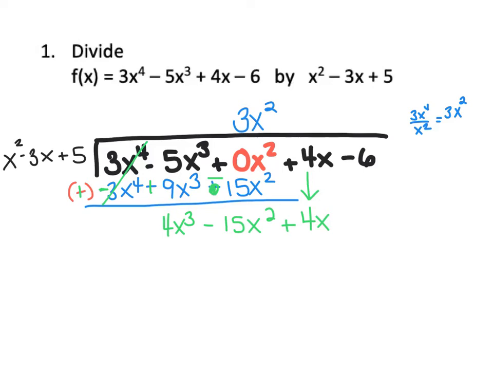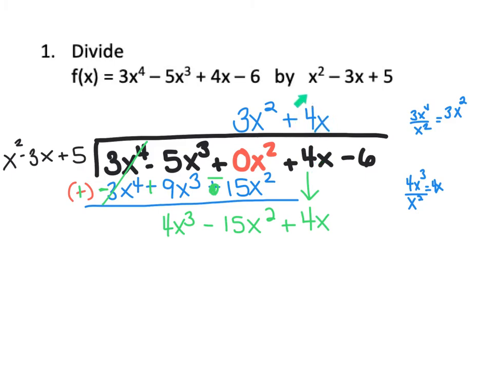So until you get good, I highly suggest off on the side, you divide them. So 4x cubed divided by x squared would be 4x. That tells me it goes in positive 4x times, so I put plus 4x directly above this term here. See how they're linear and they line up.